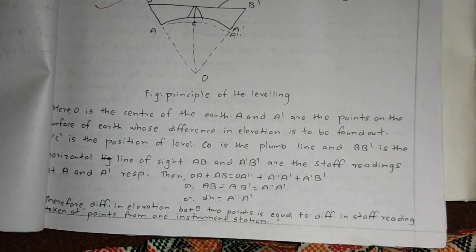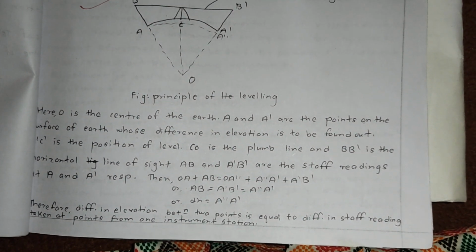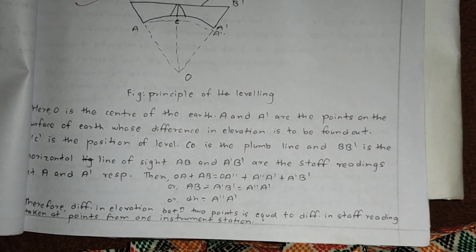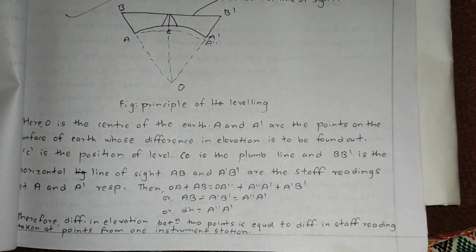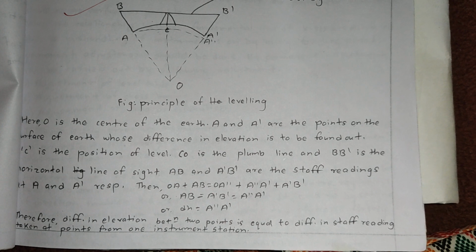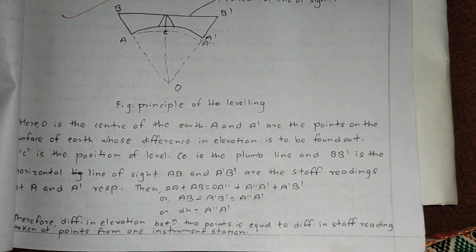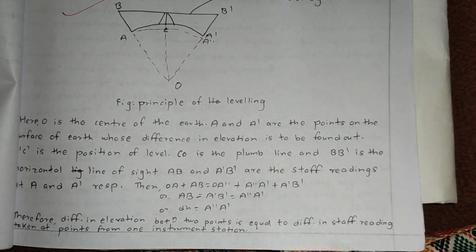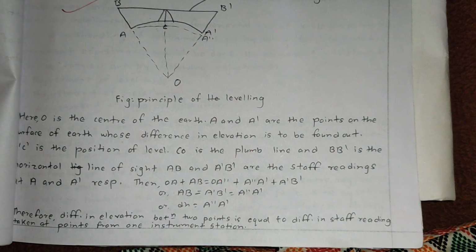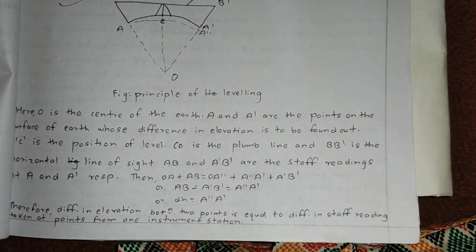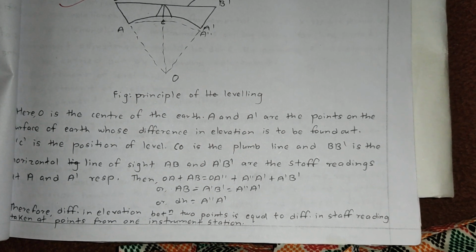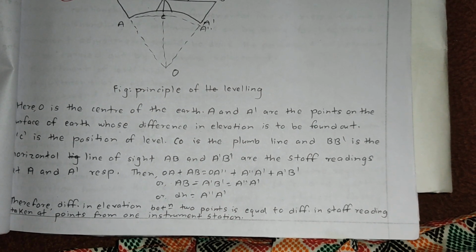Here O is the center of the earth. A and A dash are the points on the surface of the earth whose difference in elevation is to be found out. C is the position of the level. CO is the plumb line, and BB dash is the horizontal line of sight. AB and A dash B dash are the staff readings at A and A dash respectively.